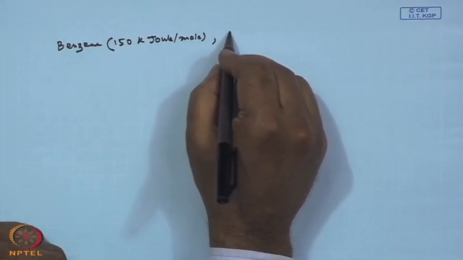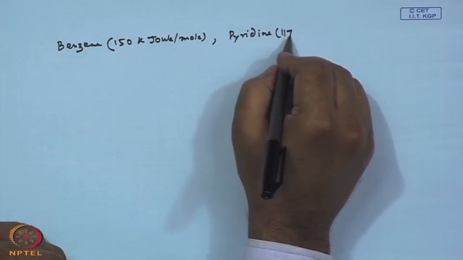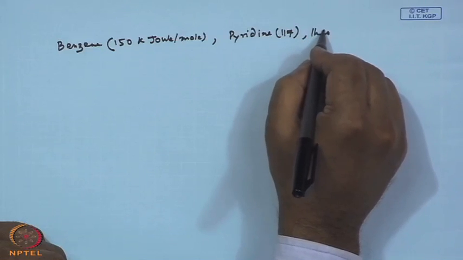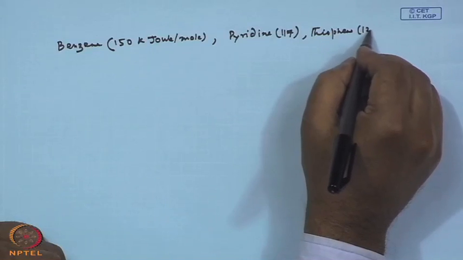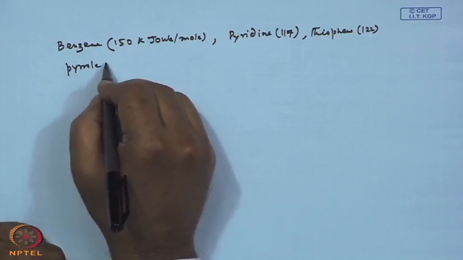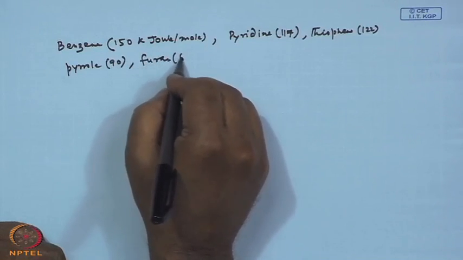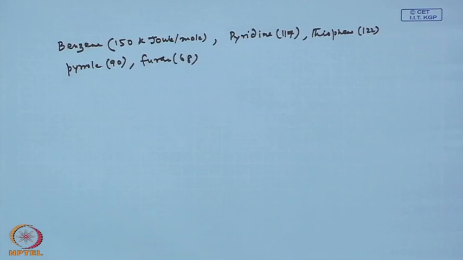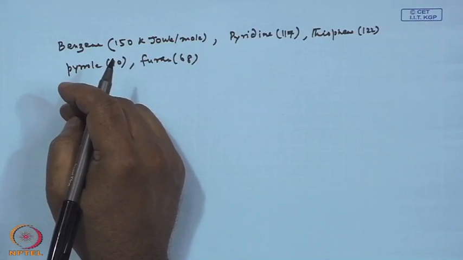Likewise, pyridine, how much? 117. Thiophene, 122. Pyrrole, 90. And furan, 68. So, this will tell you something. Basically, what you have to find out is the trend; you do not have to remember the values. What is the trend?